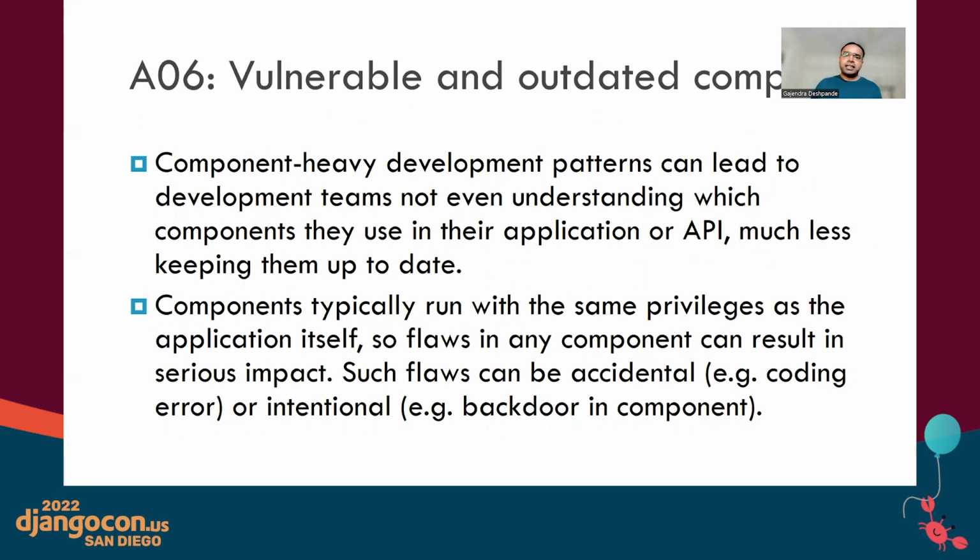Then the sixth category is vulnerable and outdated components. Component-heavy development patterns can lead to development teams not even understanding which components they use in their application or API, much less keeping them up to date. Components typically run with the same privileges as the application itself, so flaws in any component can result in serious impact. Such flaws can be accidental or intentional.